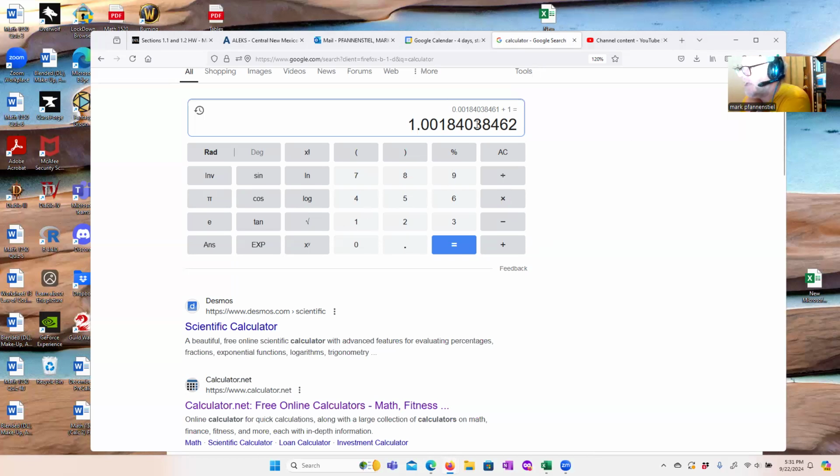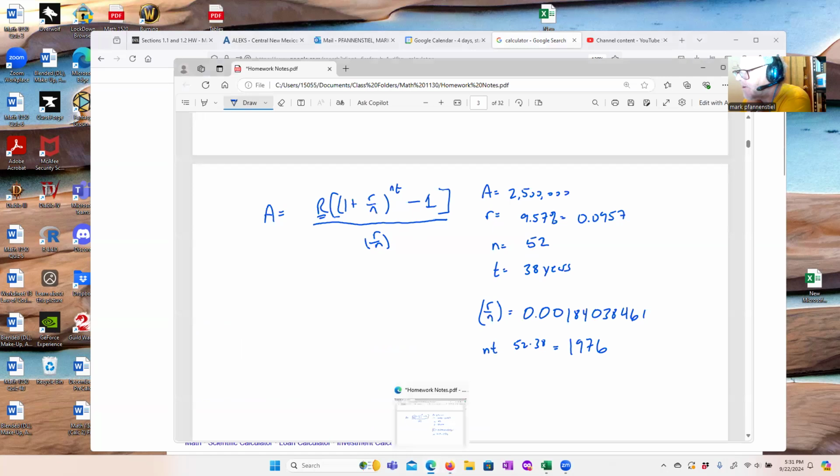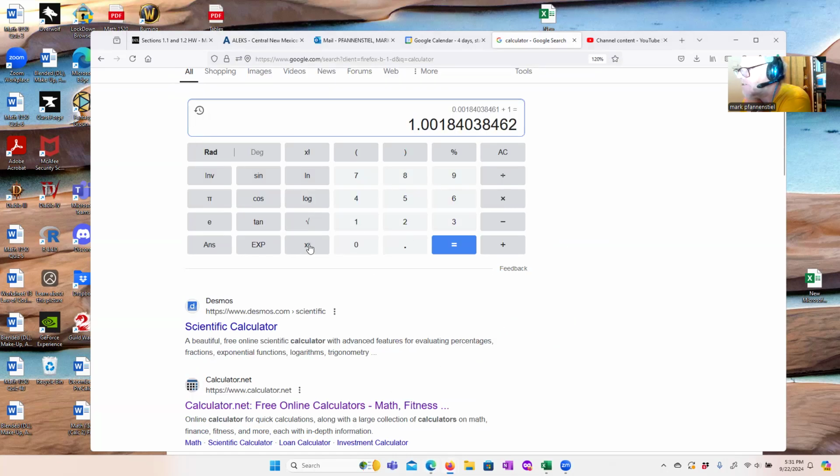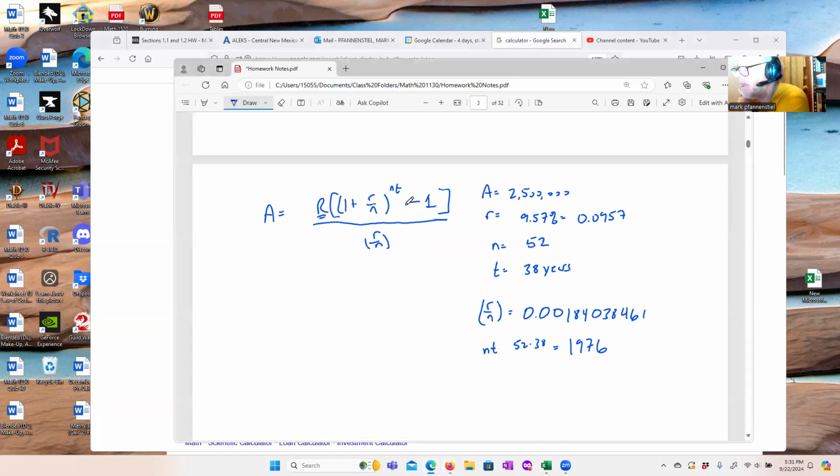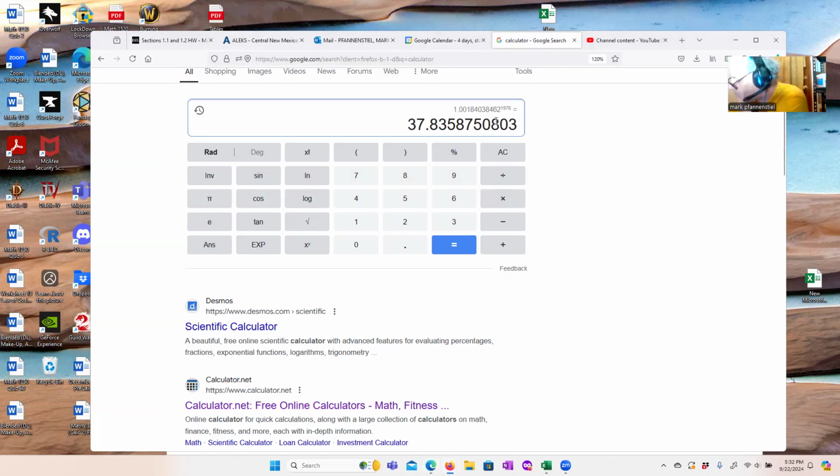The next thing we had to do was to raise this to a power. What power were we raising it to? We were raising it to the NT power. Fortunately, we already calculated that. So we're going to raise it to the 1976 in order to get that, equals. Now we're not done yet. Go back to our formula here. We still have to subtract 1 now. So we're going to subtract 1, equals.